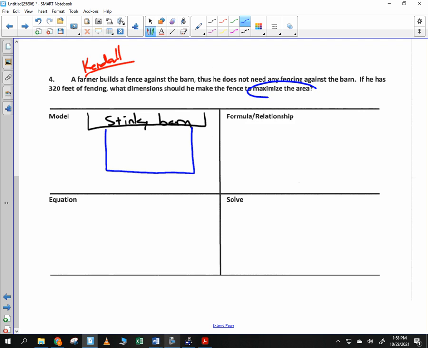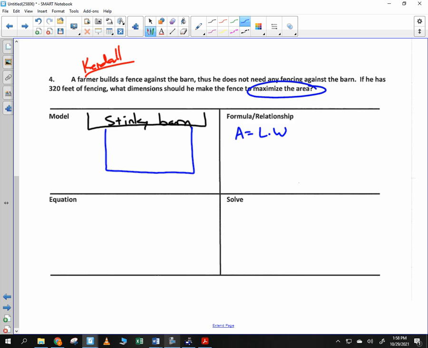Maximize the area. So I need a formula for area. What's the formula for area of that shape? Minus 1 because you only have 3 sides. Okay, excellent point. We'll get to that in just a second.